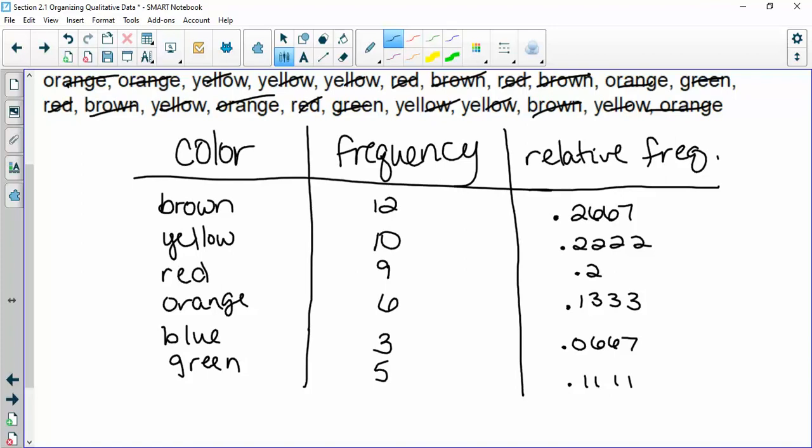And then if you wanted to check yourself at the end, what would you do? Add them all up and it should equal 1. Is there the chance that it wouldn't equal 1? Yeah, because we rounded on a lot of those, but it should be very, very close if not exactly. Any questions about frequency or relative frequency?